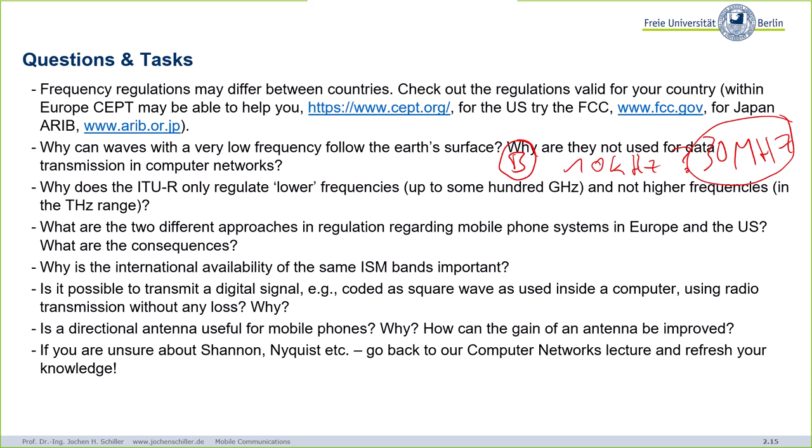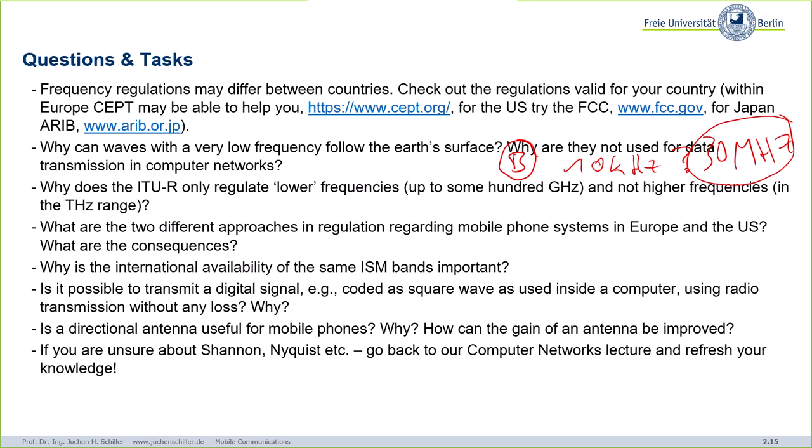Okay, so the basic difference is that traditionally in Europe, the governments, authorities regulate. Yes, yes, yes. And there was one answer that's fully correct. Fully correct, yes. In the US, technologies have to fight for the frequencies. That's right. And in Europe, we don't have a free market. You're absolutely right.